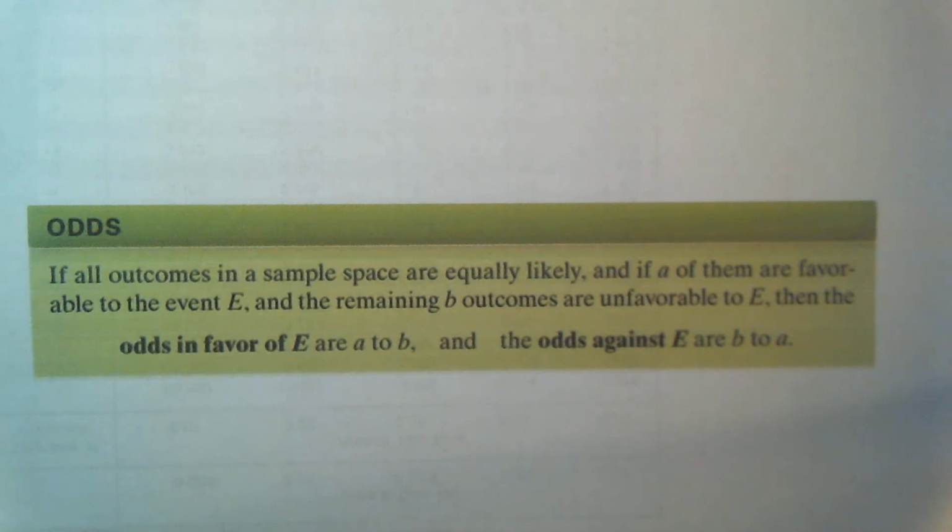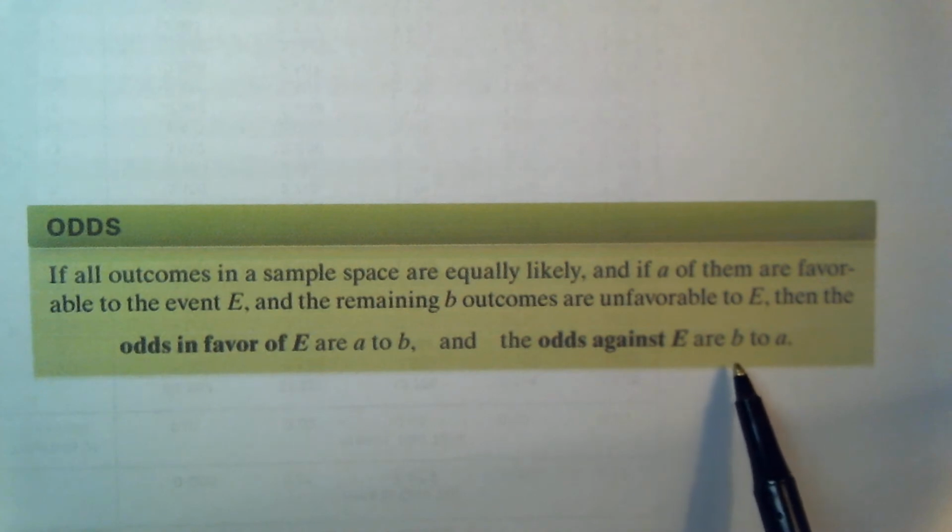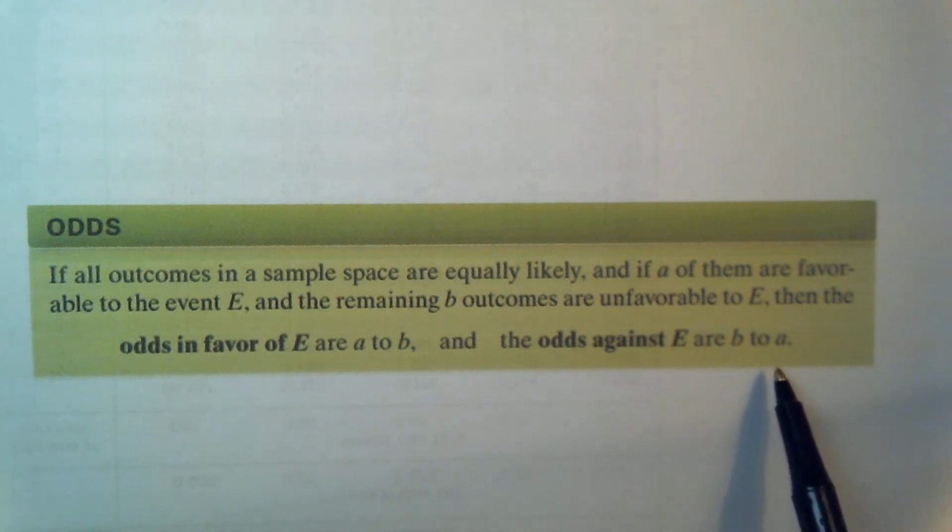The next concept we'll discuss is that of the odds. It begins with the observation that if all outcomes in a sample space are equally likely, and if A of them are favorable to the event E, and the remaining B outcomes are unfavorable to E, then the odds in favor of E are A to B, and the odds against E are B to A. So it's a very simple formula, in other words.